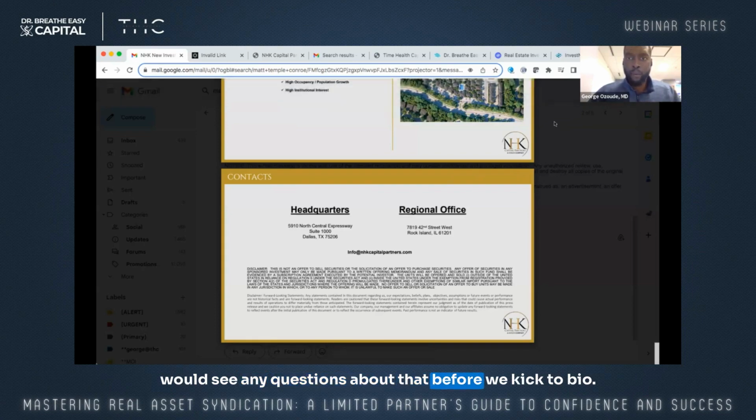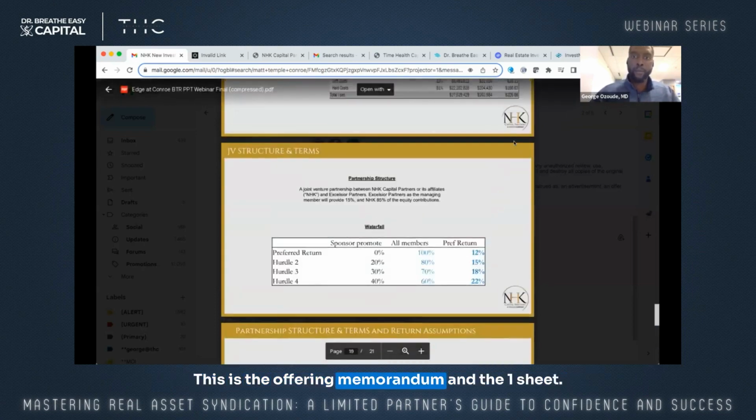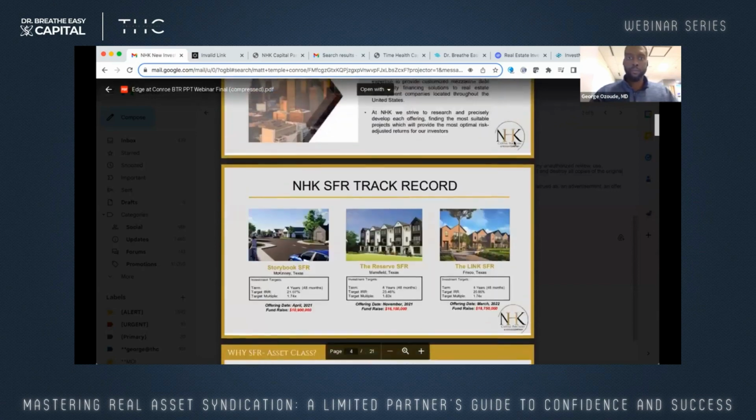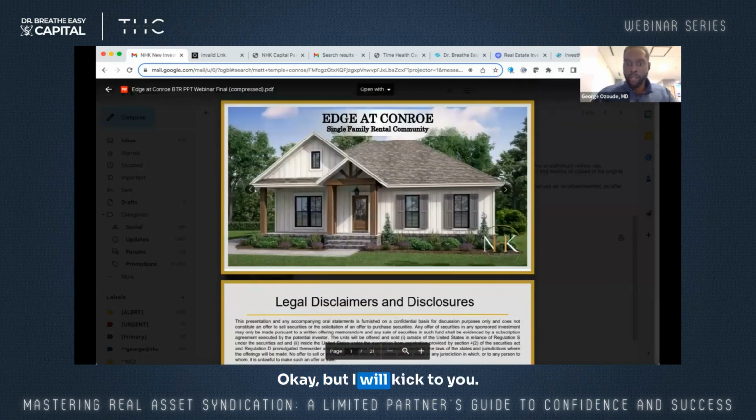Any questions about that before we kick to Bio? This is the offering memorandum and the one sheet. Okay, Bio, we'll kick to you.